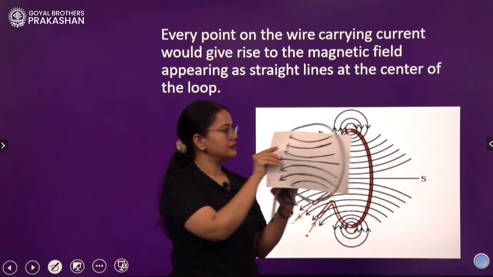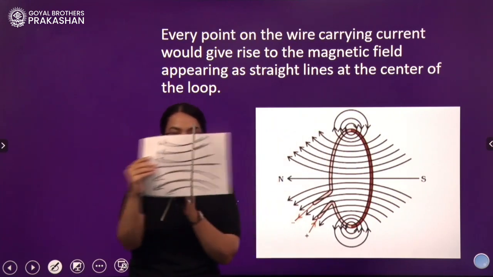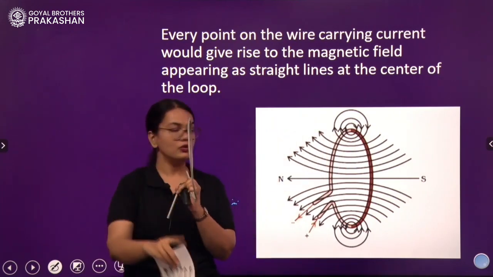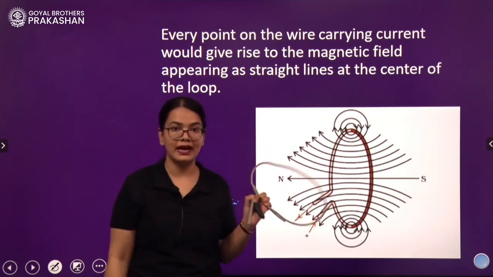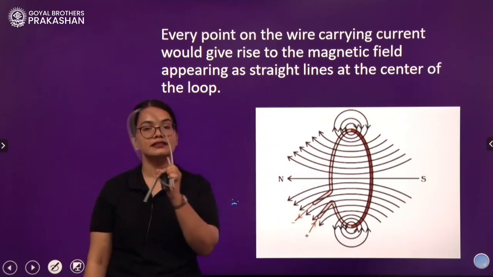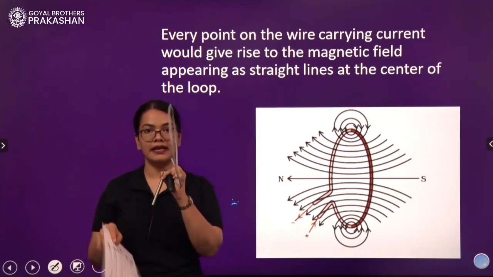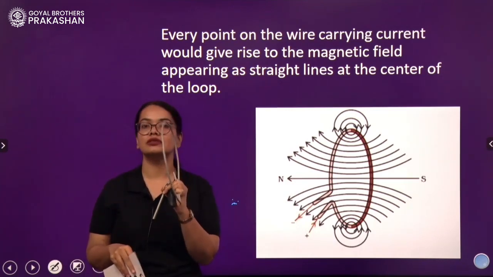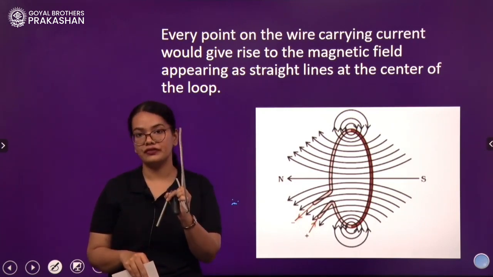Look, this is the diagram, right? The current is going up. Only this dark brown part that has been highlighted in the paper is the part that is visible to you. The other part is at the back because the plane of the wire is perpendicular to the surface. Please be very careful with the orientation of the wire.